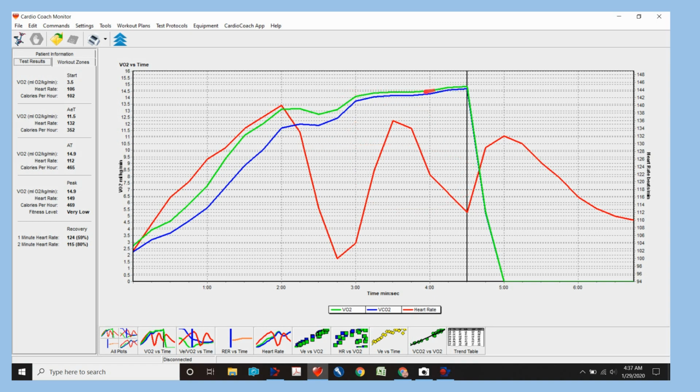We do see this plateau here, but again, I want you to look at the heart rate. So we took the same person and we put him on a protocol to do the next test.